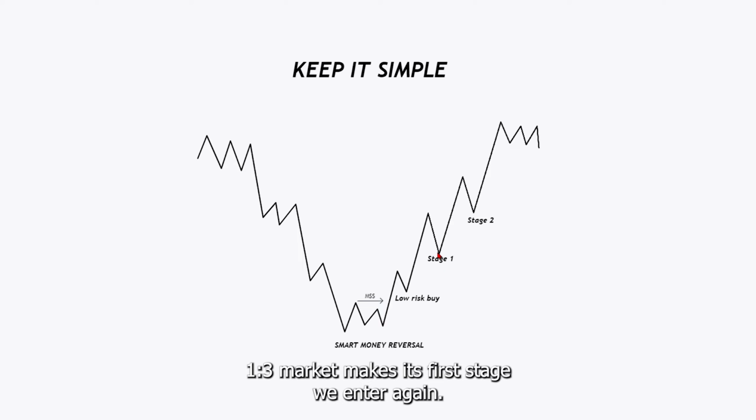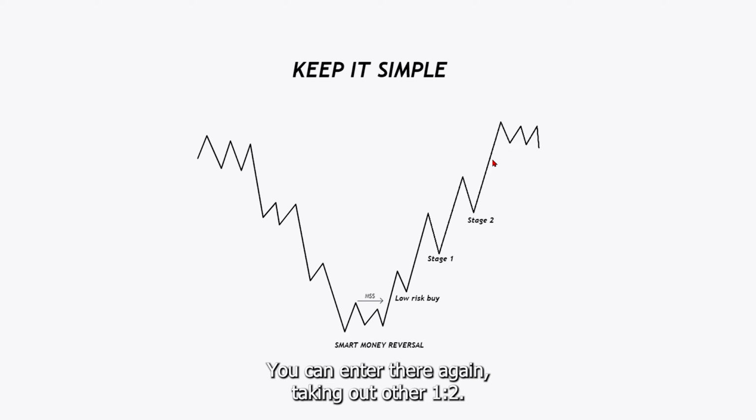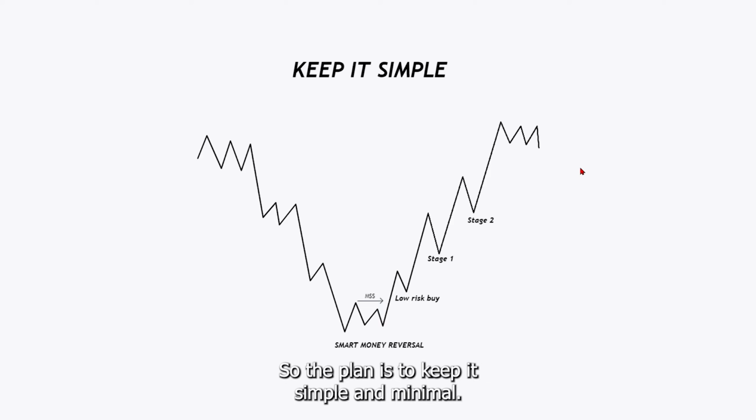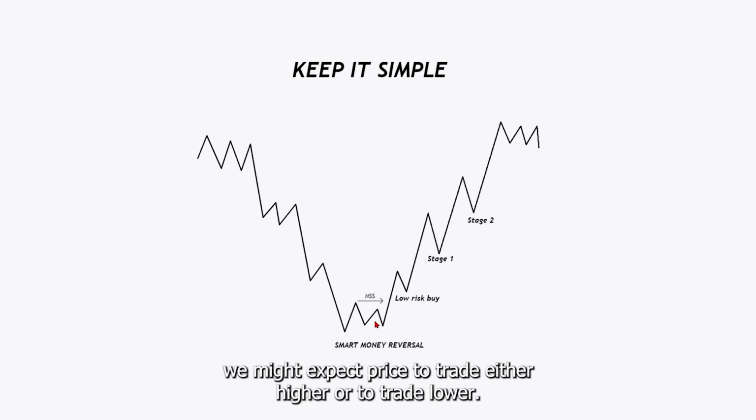Market makes its first stage, we enter again, and then we have our second stage. You can enter there again, taking out another 1 to 2. This could be 2 perfect or 3 perfect trades that you guys can take to take this move. So the plan is to keep it simple and minimal. You guys just have to wait for the perfect time for these things to play out, and as soon as you see it and acknowledge the fact that we are having such indications, we might expect price to trade either higher or to trade lower.